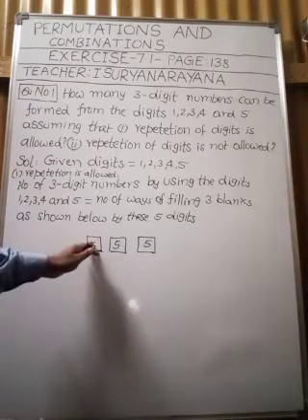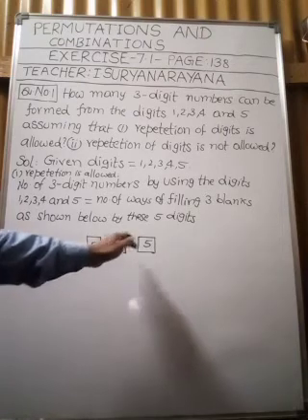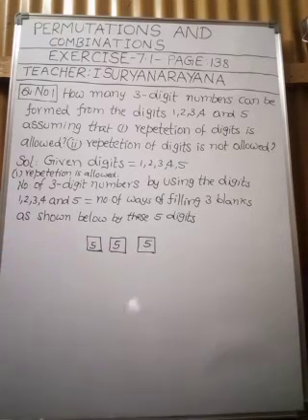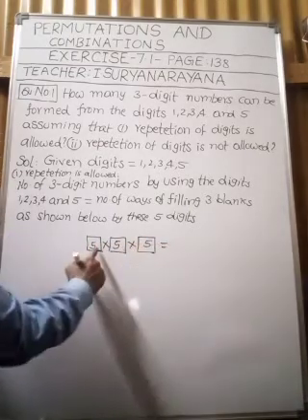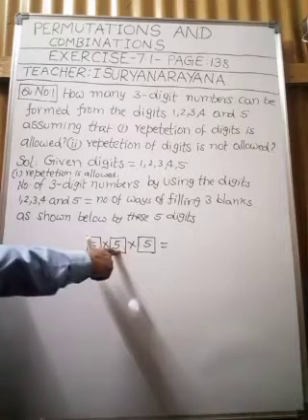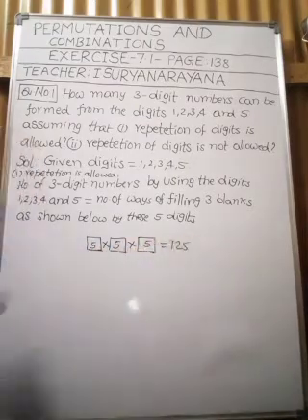After one job is completed, we do the second job, and after the second job is completed, we do the third job. So to find the total number of ways, 5 into 5 is 25, 25 into 5. So we get 125 three-digit numbers.